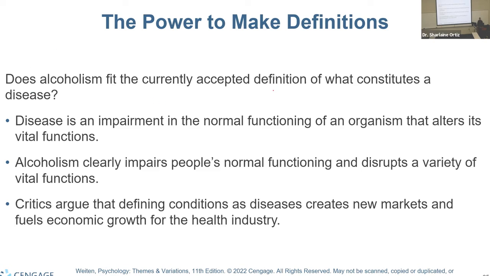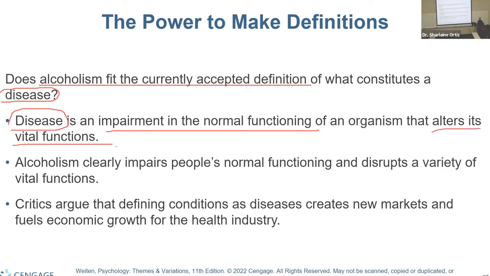Now, it's very difficult, right? It's very difficult to fit alcoholism in a definition of a disease. Why is that? Because generally we define disease as the impairment of normal functioning, right? That is going to alter your basic vital function. Now, we do understand that alcohol does in fact impact people's normal functioning.